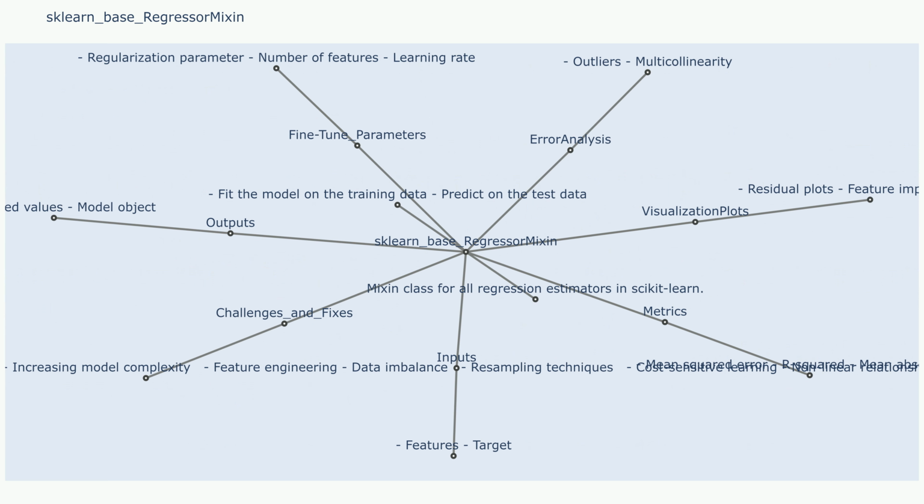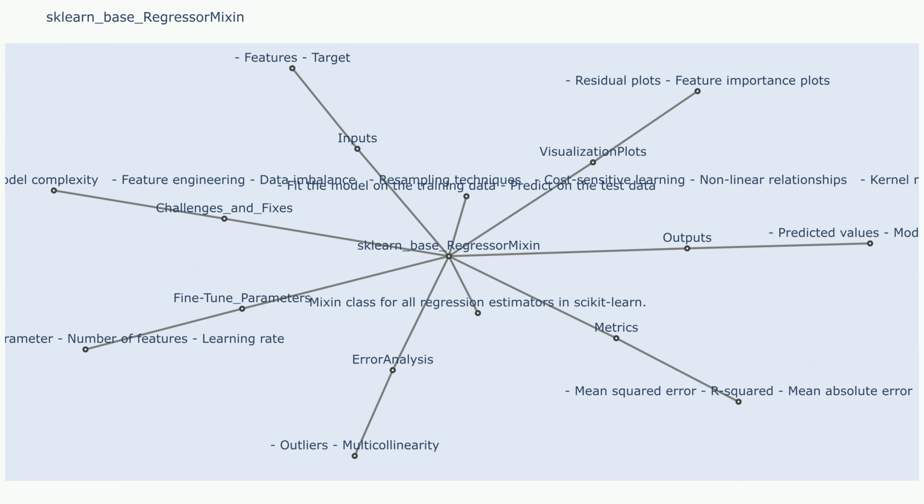Fine-tune parameters. Regularization strength, e.g., L1, L2, controls the complexity of the model and helps prevent overfitting. Tree depth, for tree-based models, limits the depth of the decision tree, reducing complexity and preventing overfitting. Learning rate, for gradient-based models, controls the step size during optimization, influencing the speed and stability of training.